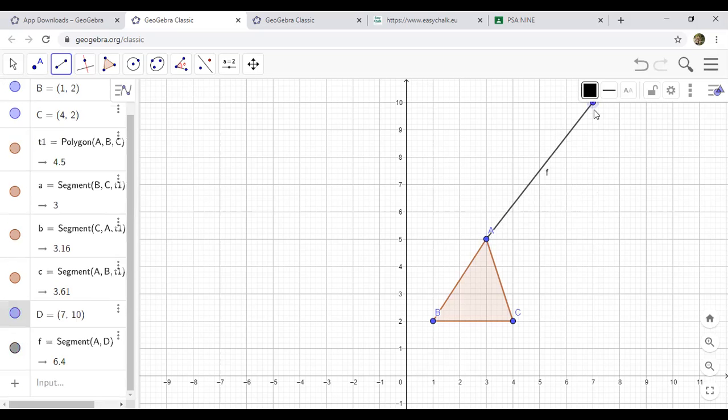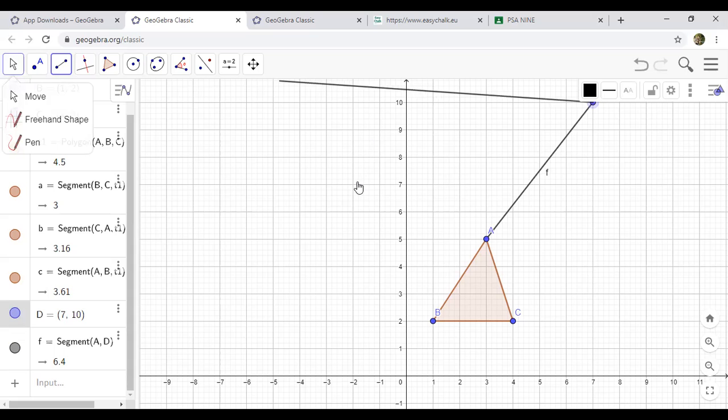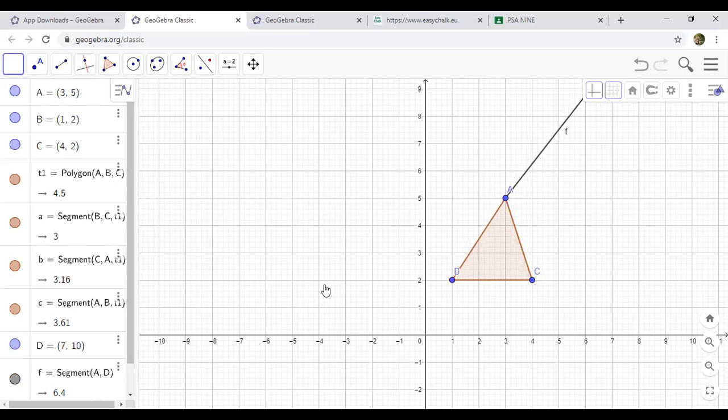Okay, this point. Let me drag this file a little bit down. Just a moment.